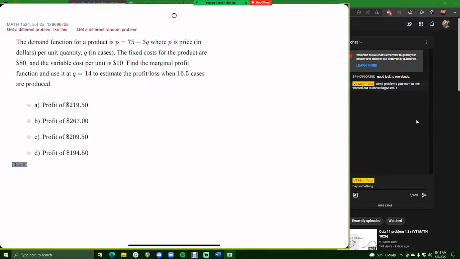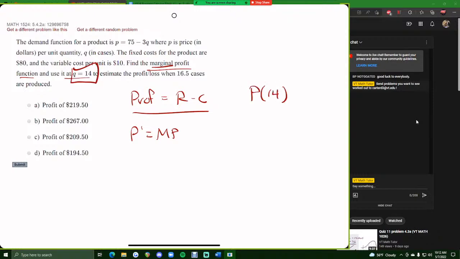So for this problem, what are they asking? Find the marginal profit function and use it at Q equals 14. Let's just stop there. That means we want to find profit, which is of course revenue minus cost. Then we want to find the derivative of profit. Remember, anytime we see marginal, that is another word for derivative when we're dealing with these problems. So then once we have profit, we'll find P prime, because that'll represent marginal profit. Then we will use it at Q equals 14. So we will not just find P prime, or marginal profit, at 14, but we will also find the regular profit at 14. And then I'll talk through what to do from there.